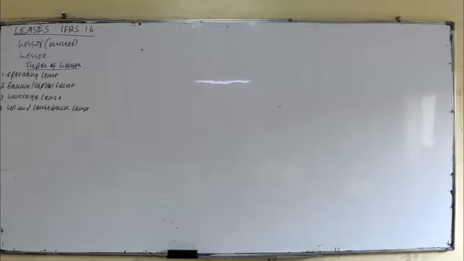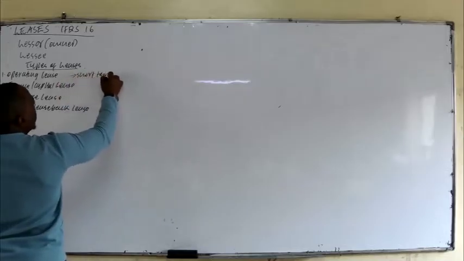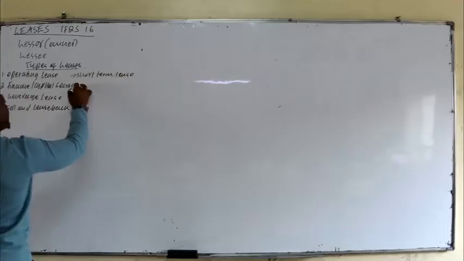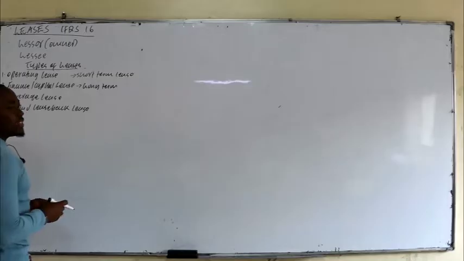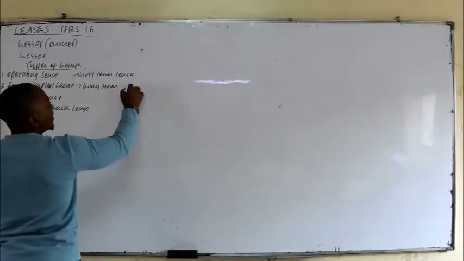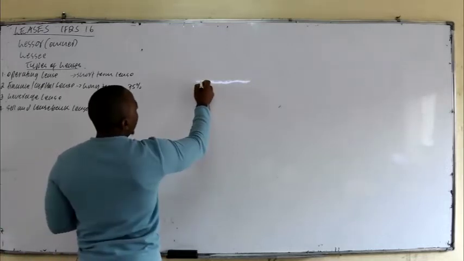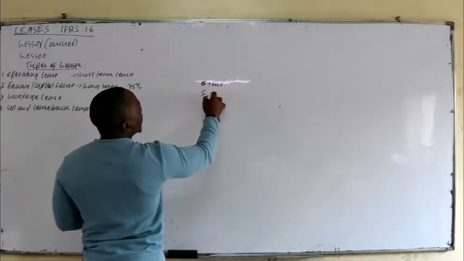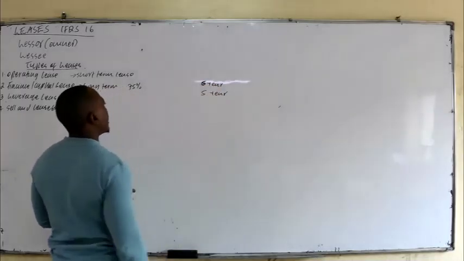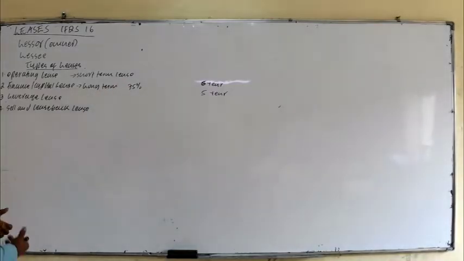Now, the difference between the four: an operating lease is a short-term lease. Then a finance lease is a long-term lease, in that the lease period is at least equal to 75% of the asset's economic life. Let's assume the economic life of the asset was 5 or 6 years, and you lease it for 5 years. In this case, the lease period is more than 75% of the economic life, so that's what we call a finance lease.